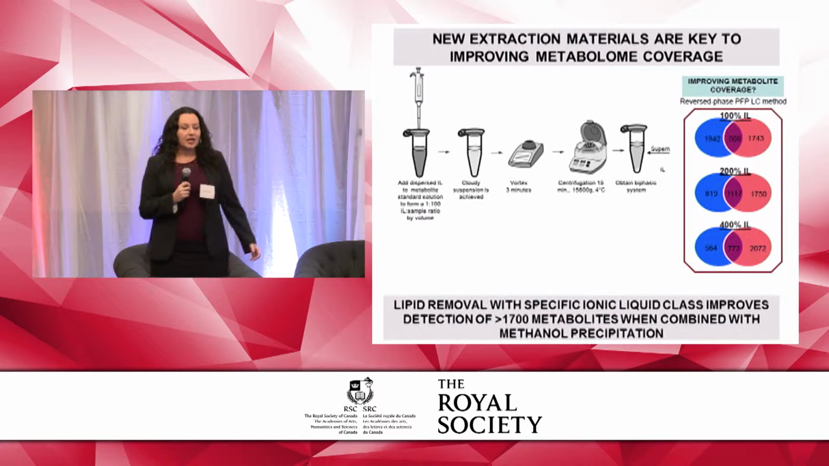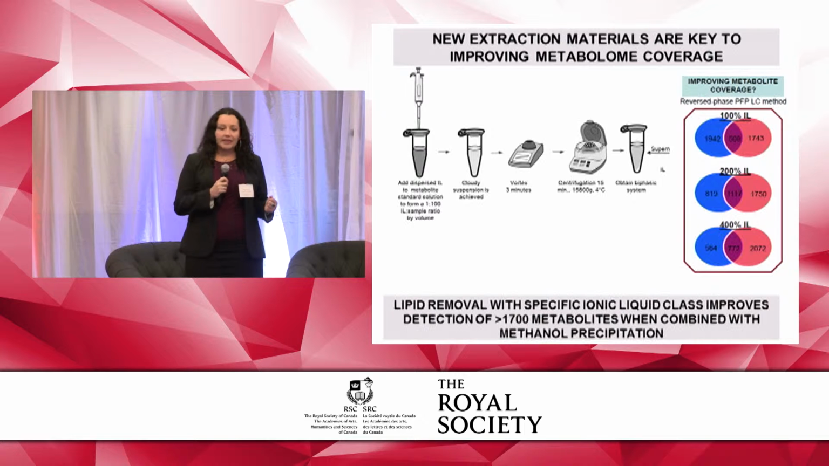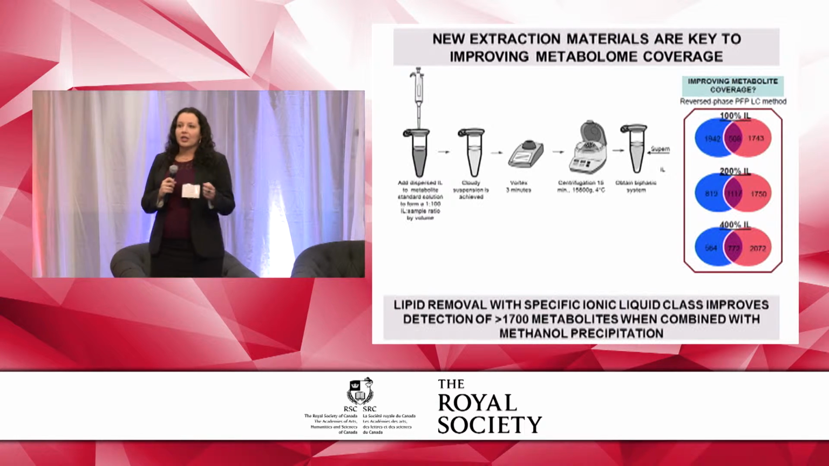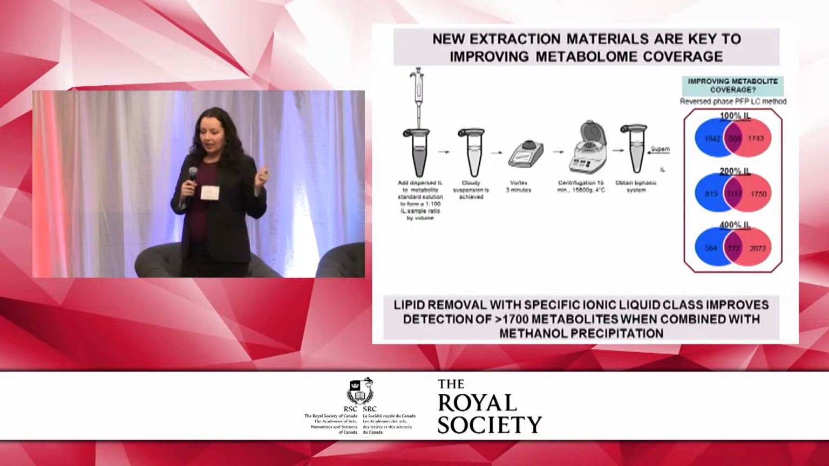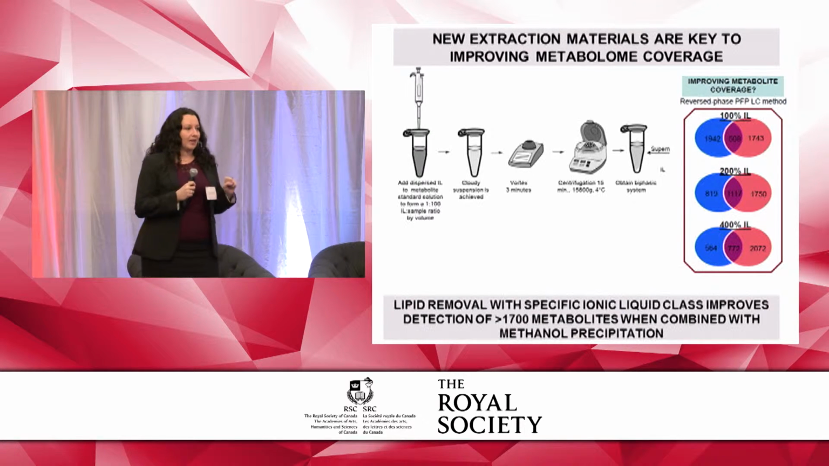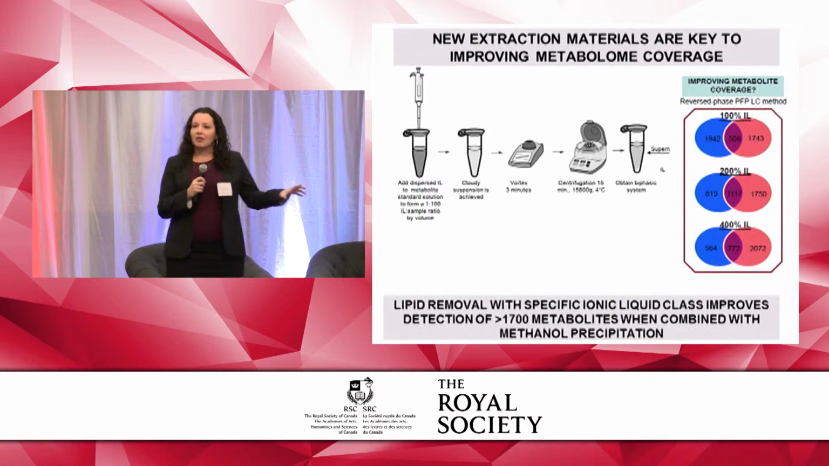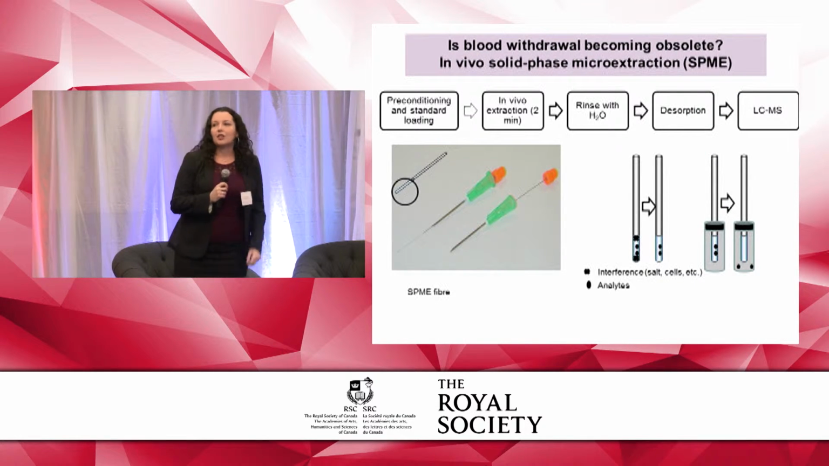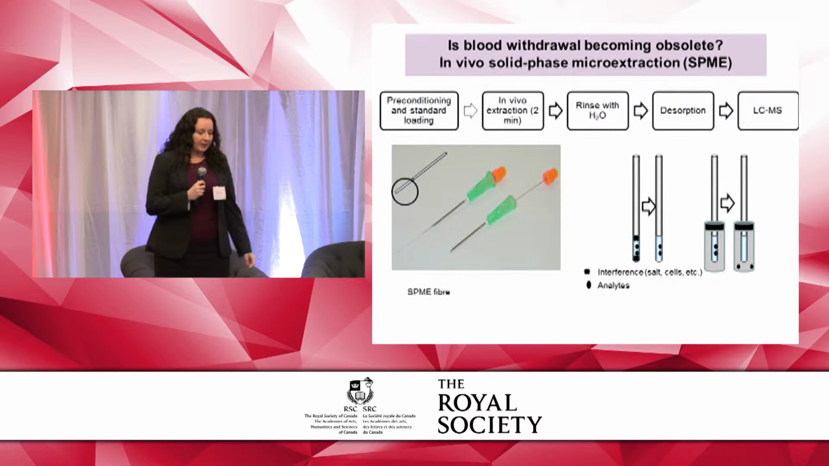So one of the materials we are looking at is ionic liquids. So here, if I use an ionic liquid, a particular type, in a single extraction step, I can improve my metabolome coverage by 2,000 metabolites, so much better than I did with my previous 4 methods. So there are lots of opportunities for us to improve this.